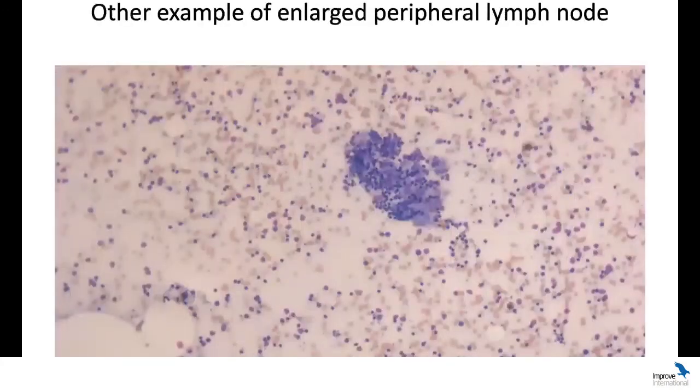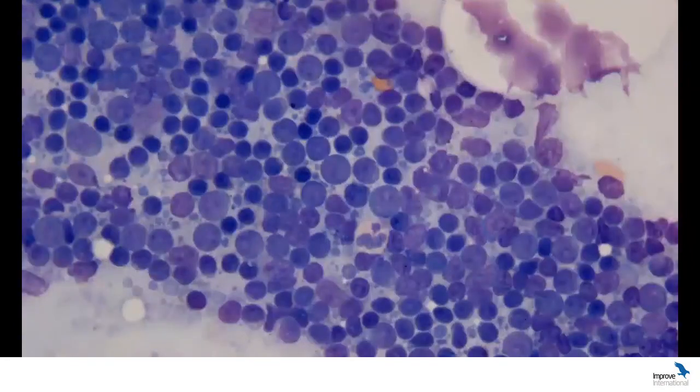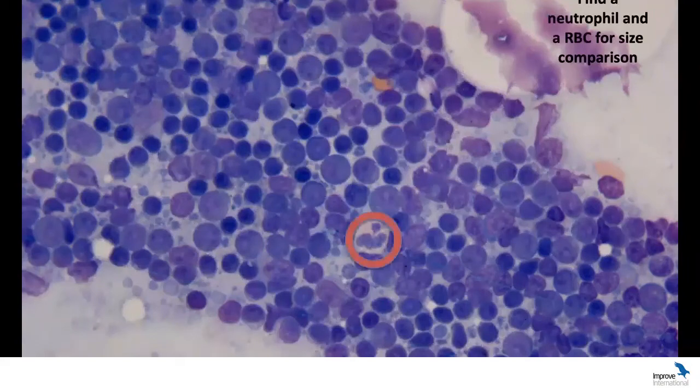Another example of an enlarged peripheral lymph node where I'm demonstrating exactly that thing, so that we have that population in the background that is definitely lymphoid, and then we have these clusters of cells that are not lymphoid. So again, looking at that population, where's my neutrophil and red blood cell for size comparison. These seem as big as the ones that we were seeing before, but look at the size of my neutrophil. It's bigger. So this is what we need to compare it with, because the sizes will vary from slide to slide depending on how it's been smeared.